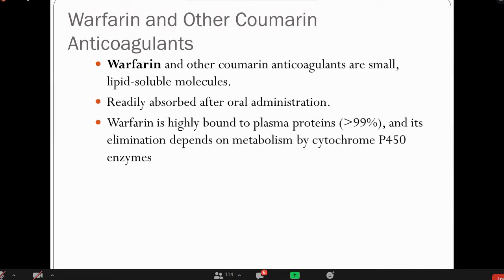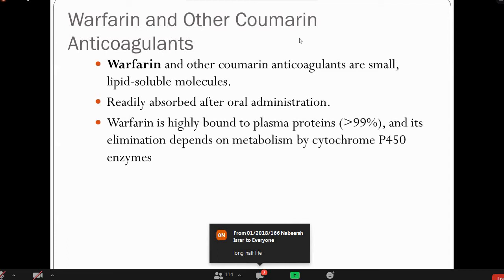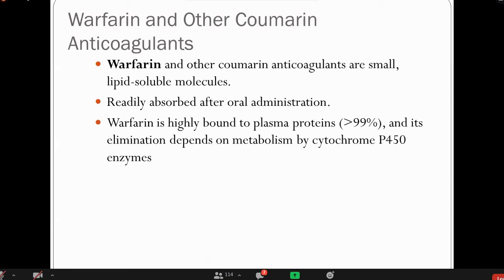Any drug having the ability to bind with plasma protein. So what is the clinical importance? Any drug having high protein binding ability increases the chances of drug-drug interaction. What does it mean, drug-drug interaction? Because any other drug can replace the already bound drug.